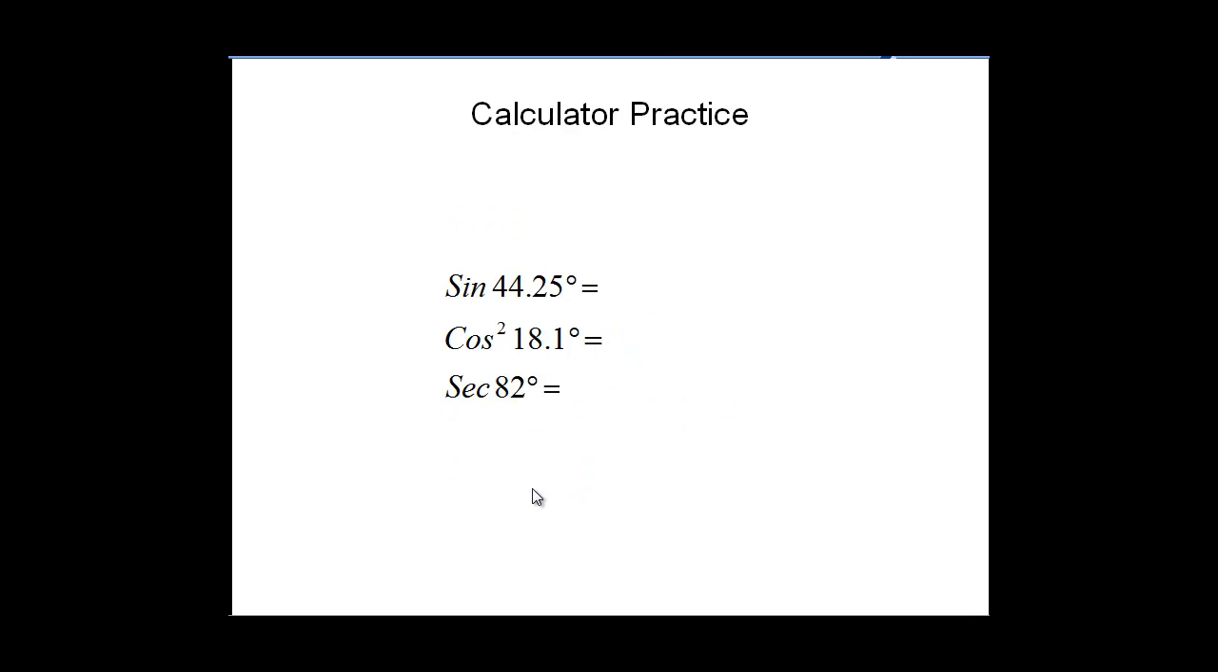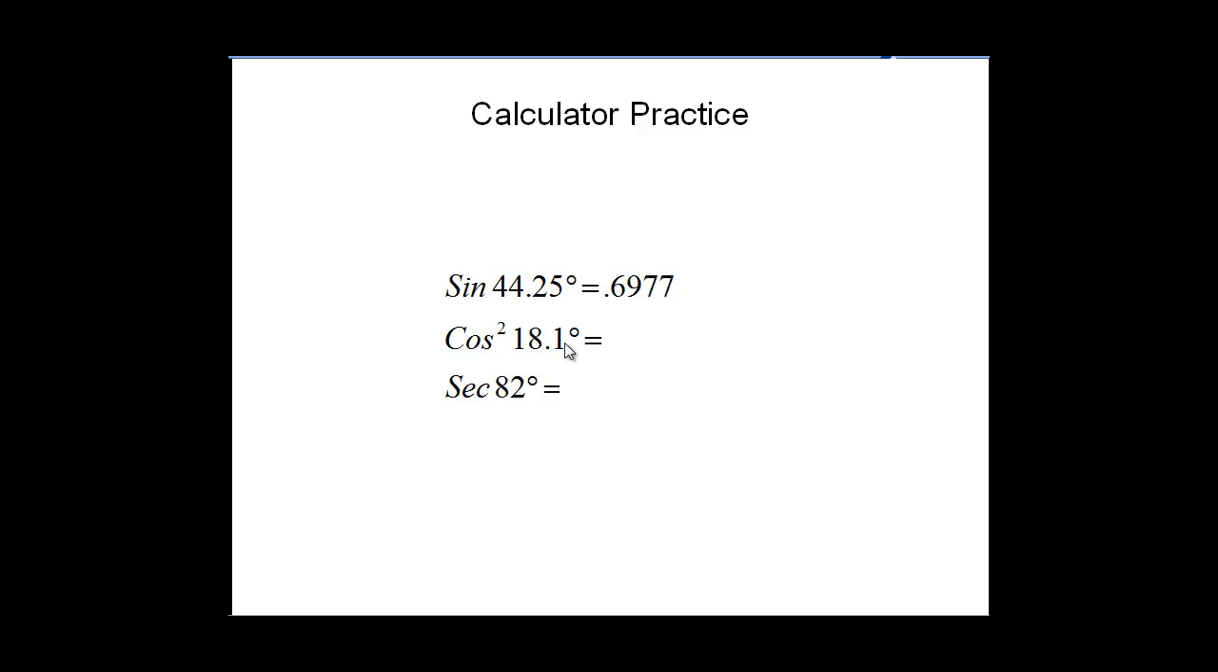Now, we need to be able to use a calculator on the trig functions. So suppose you want to find sine of 44.25 degrees. You should be able to type that directly into your calculator. You may need to push mode to make sure you're in degrees. And once you're in degrees, if you take the sine of 44.25, you should get 0.6977. It will keep going, but let's stop at 4 decimals.